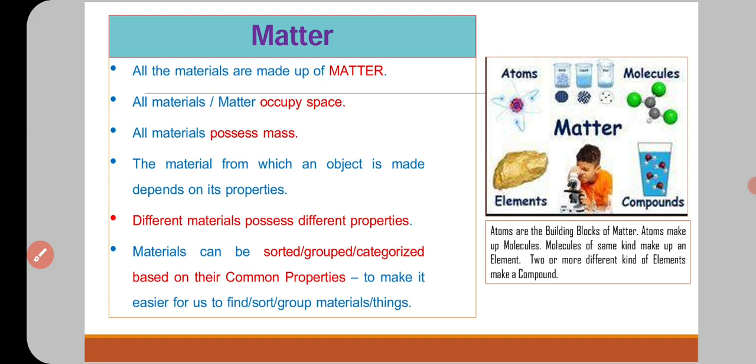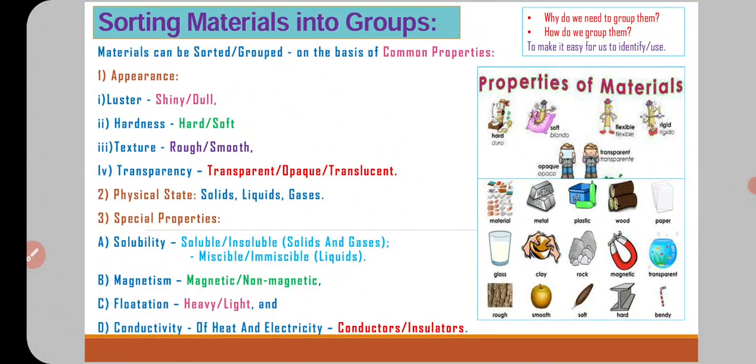The materials from which an object is made depends on its properties. Different materials possess different properties. So we'll learn about the properties now. Appearance. How we look. So now we have luster. What is luster? Luster is the shine of a material. All metals in pure state are shiny and said to possess luster.